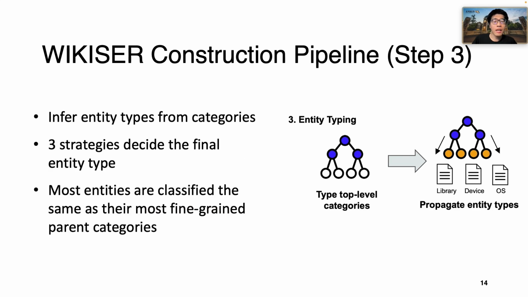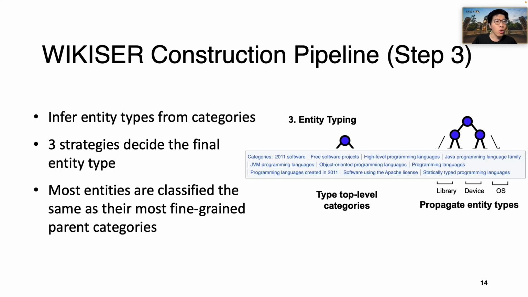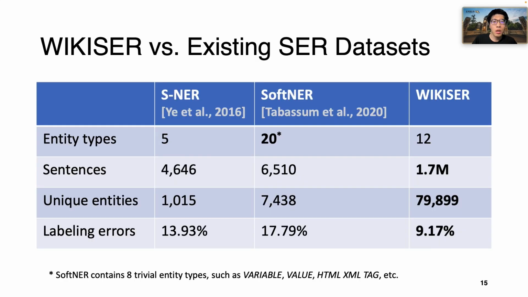We infer entity types from categories by designing heuristics, and most types match their most fine-grained parent category, such as categorizing Kotlin as a programming language, since most of its parent categories, which are shown here, are labeled as programming languages. Here is a comparison of our dataset to the existing SER datasets.